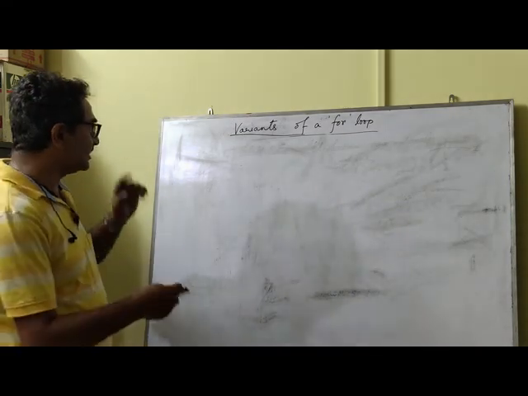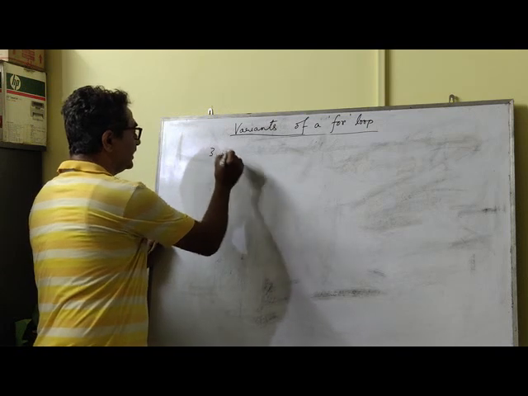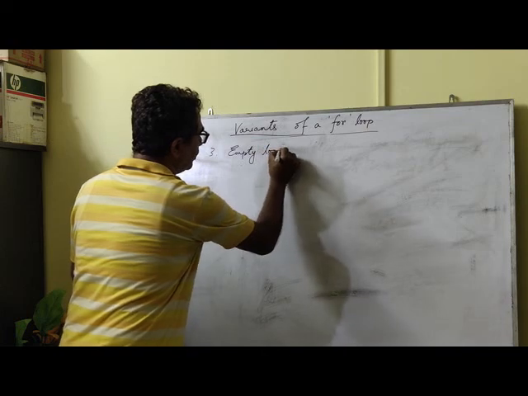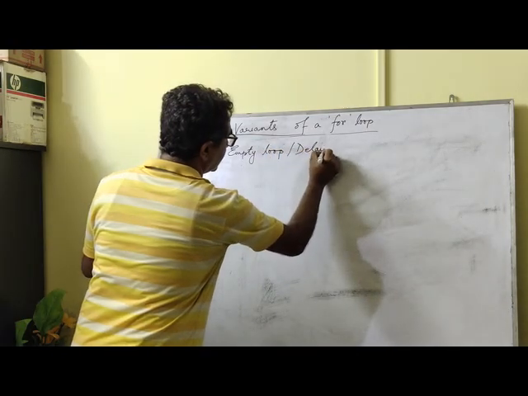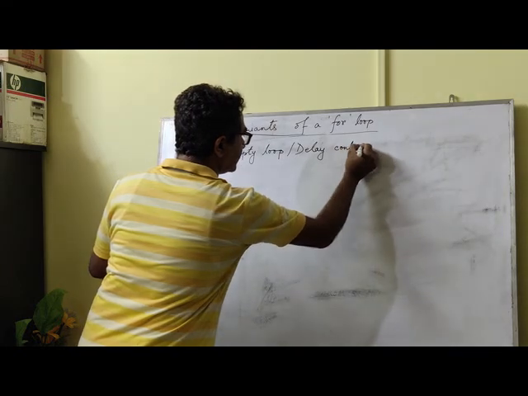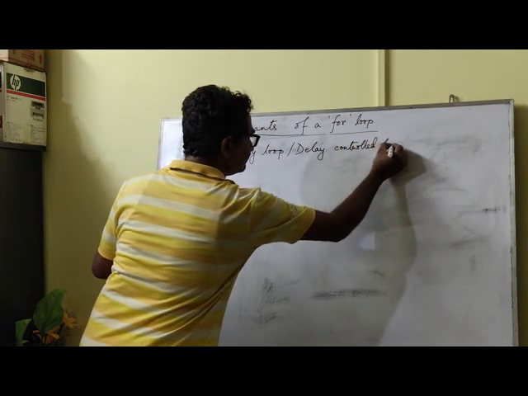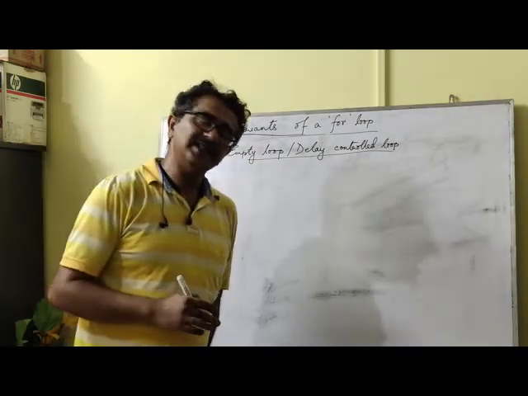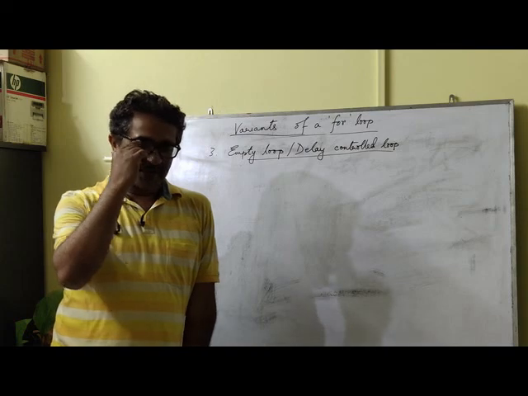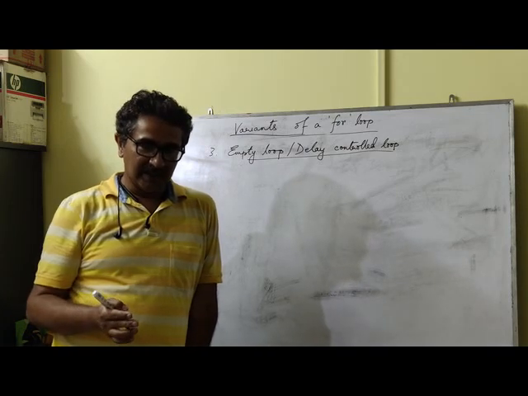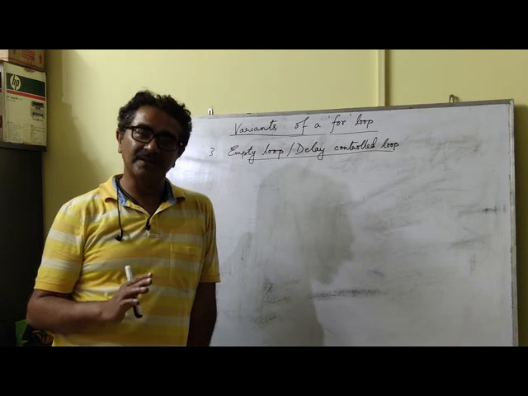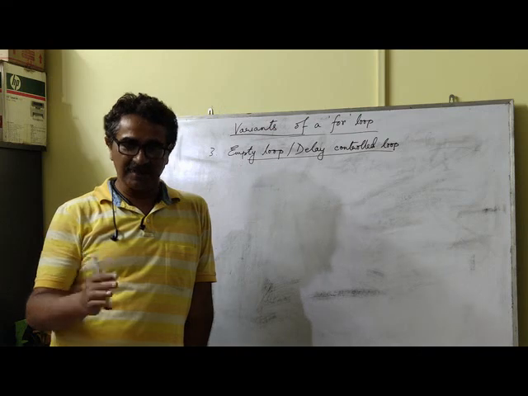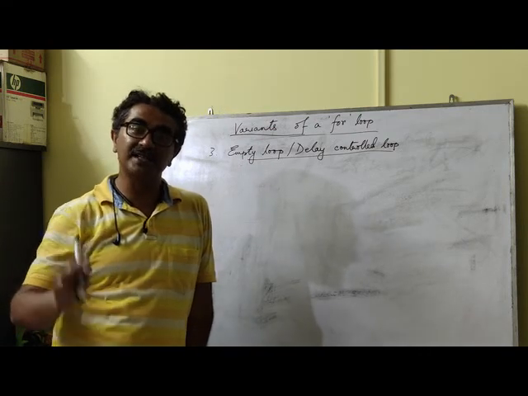So now we'll begin with the third type of variant, that is empty loop. Empty loop or delay control loop. You see, when it comes to empty loop, empty in the sense that this is a loop without a body. And when I tell that it's a loop without a body, then a question may arise, what is the point in having a loop? Because loop is generally used where we have statements which are obviously written inside the body of the loop to be executed repeatedly.